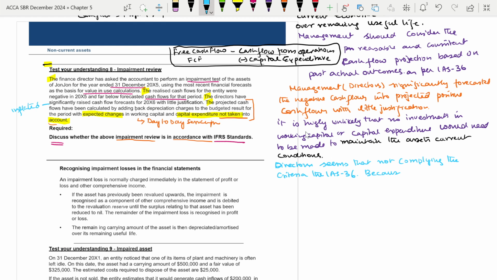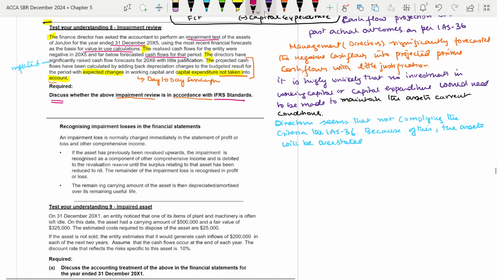Because of this. Very, very specific. Write to the point, but you have to write. Divide it into sentences. Because of this, what will happen? The assets will be overstated. If you are not taking the impairment, you are not reducing the value of the asset. Your assets will be overstated and potentially reducing the amount of any impairment loss.